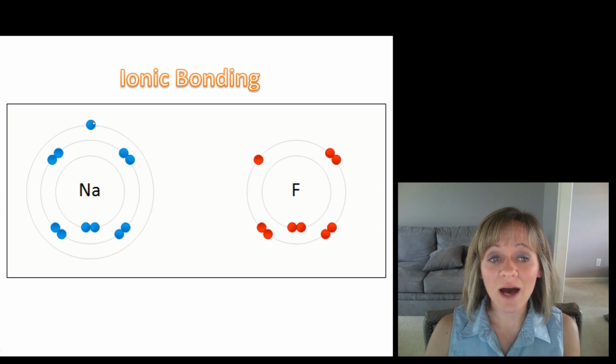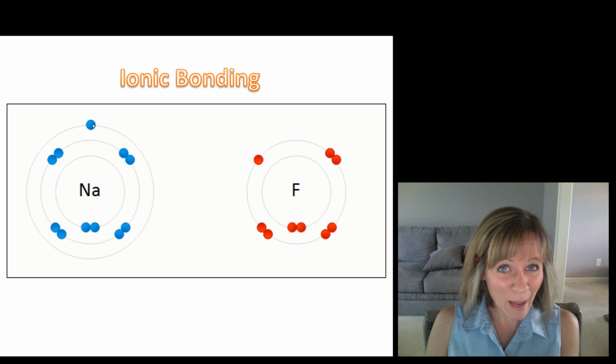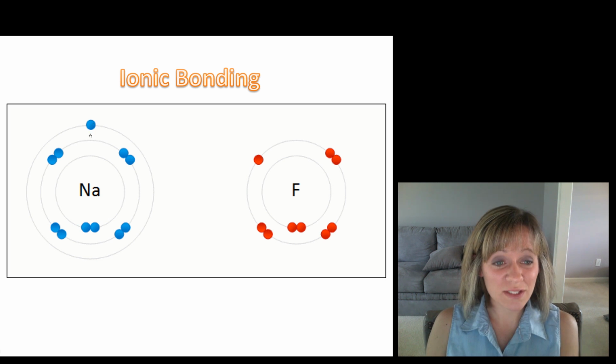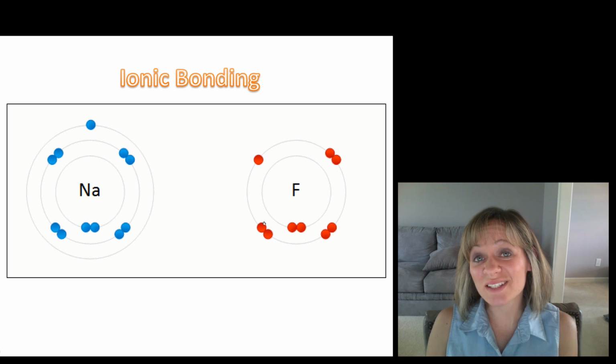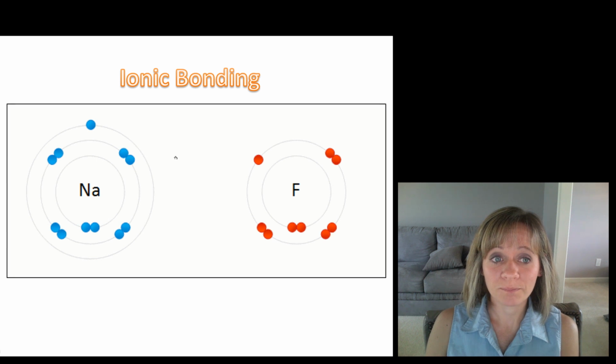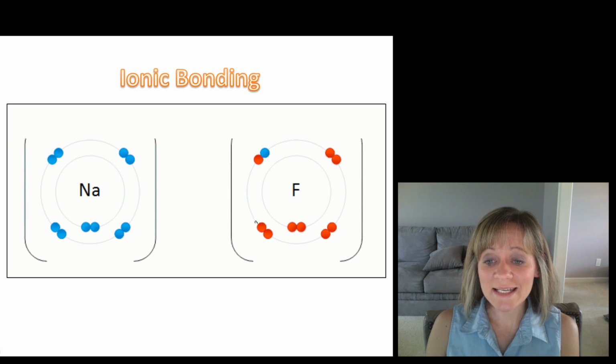Notice sodium in its outer shell only has one electron. That doesn't make it happy, right? It wants a full outside. So it's going to give that one away, and it's going to be left with a full shell. Fluorine is not so happy. It only has 7 electrons, but it wants 8. So it's going to take it from sodium. So here sodium is giving that electron to fluorine. Now fluorine has 8. It is happy.